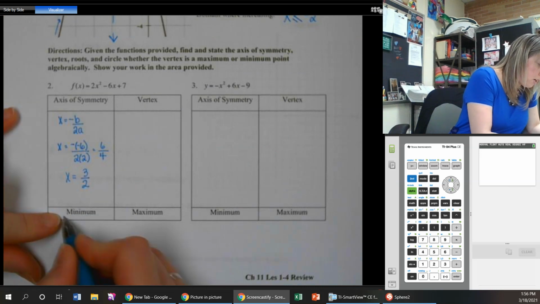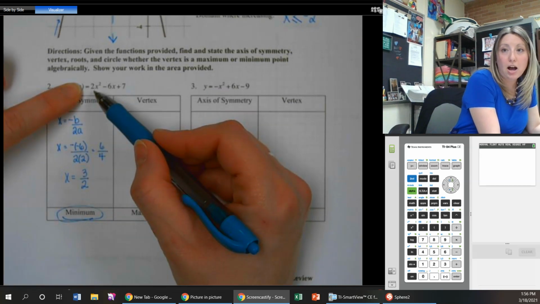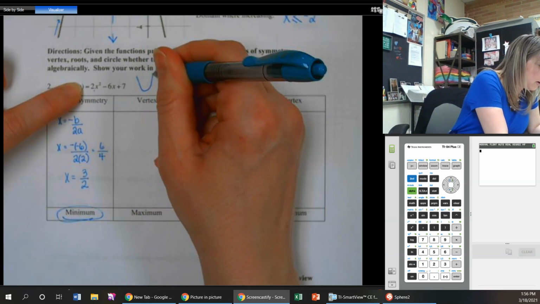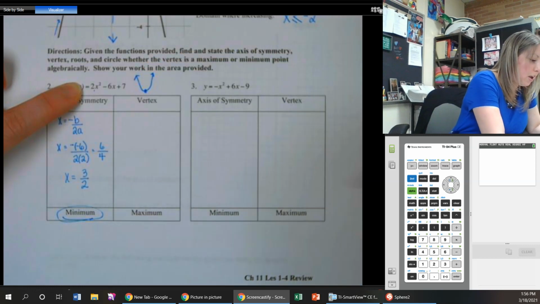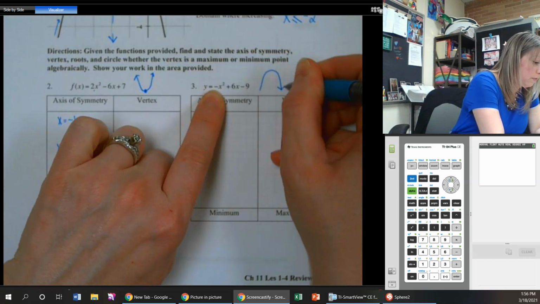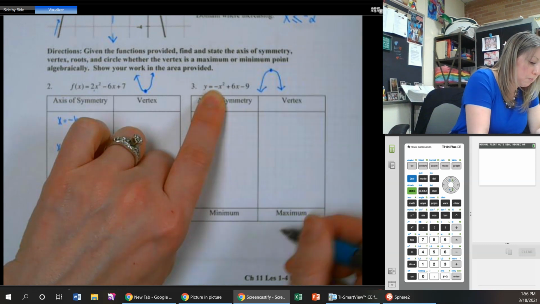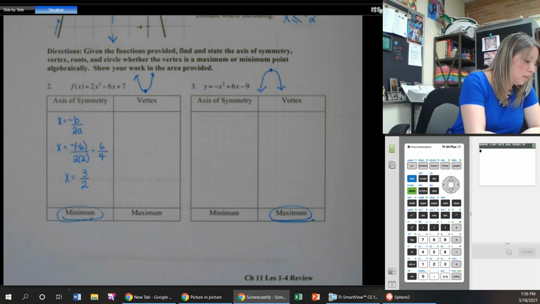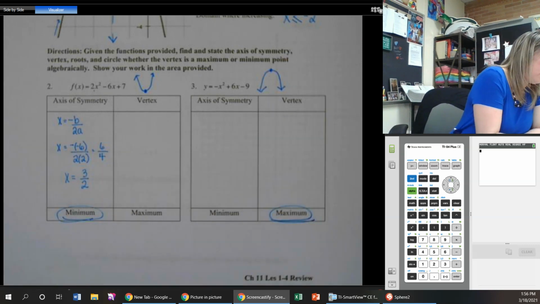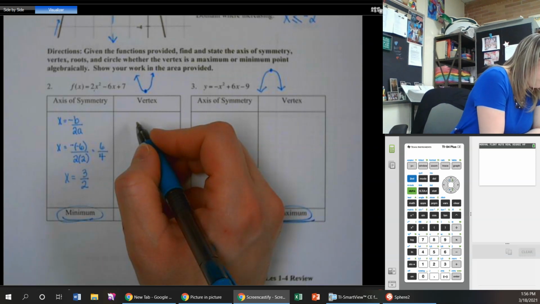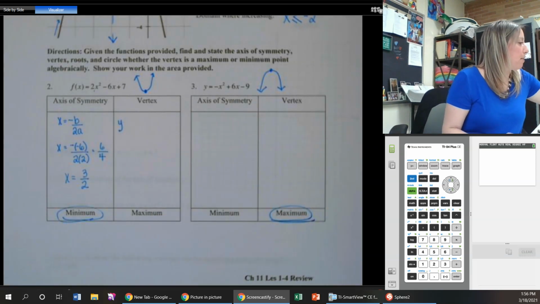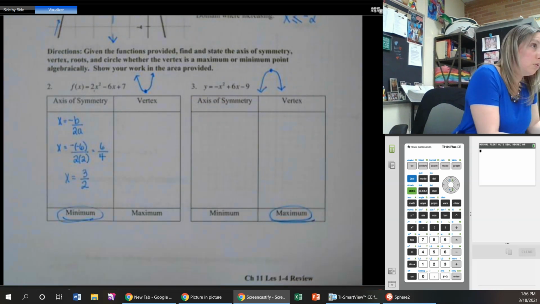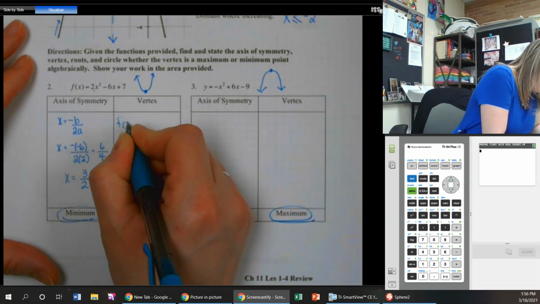I can tell that this is a minimum because this is a positive a value. So the a value is positive. That's a smiley face parabola that has a bottom, or a minimum. If the a value is negative, that's a frowny face parabola that has a top, that's a maximum. So that's how you can tell just from looking at the equation. Let me just pop back over to number 2, where we are now going to plug back in. Oh, it's f of x, my bad, not a y equals equation. It's an f of x. So we're going to do f of 3/2, or 1.5.